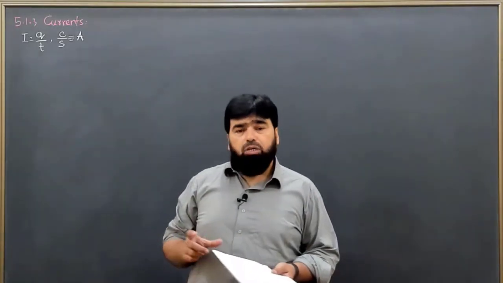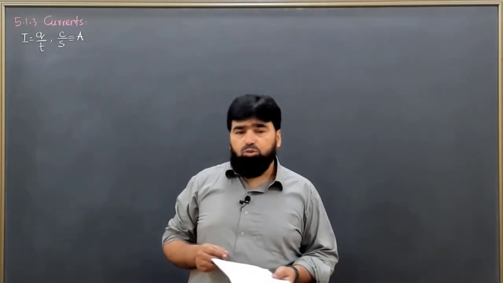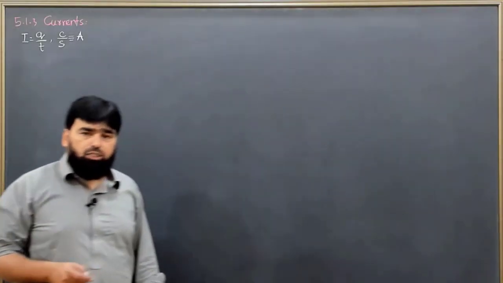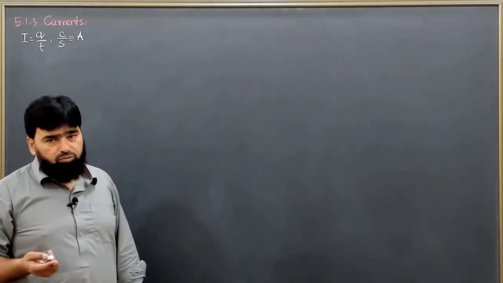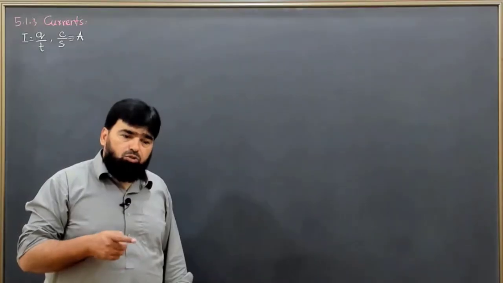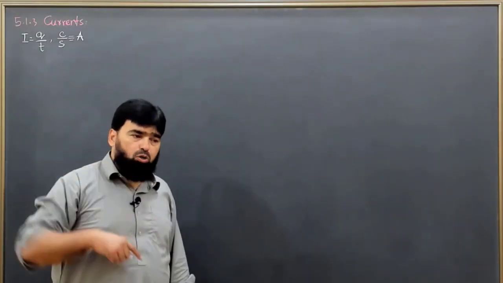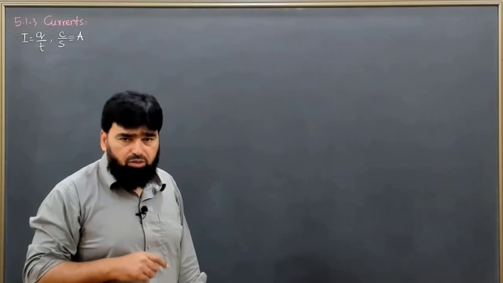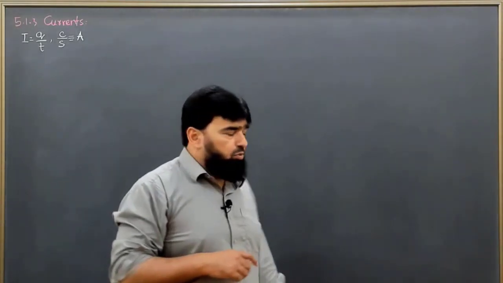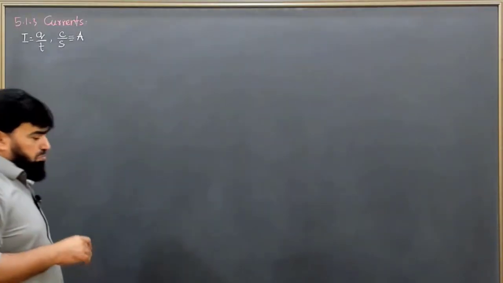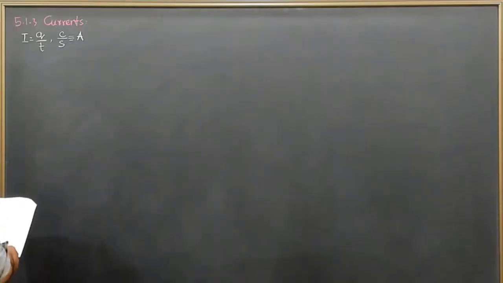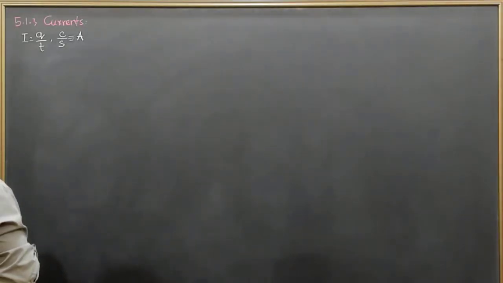And the direction of current is also something we need to discuss. We usually take the conventional direction of current from positive to negative. The reality is current flows from negative to positive because it is the electrons which flow, not the positive charges. But it doesn't matter that much which direction we choose.